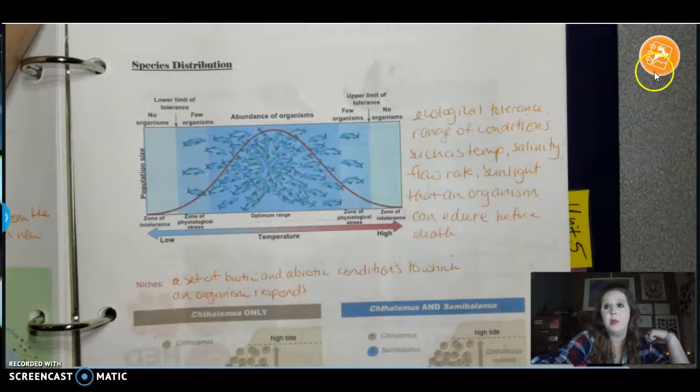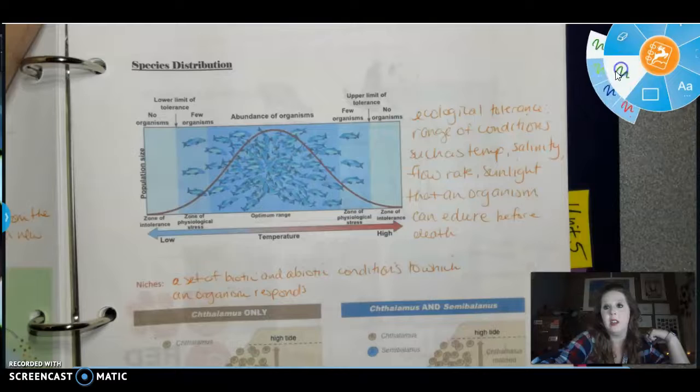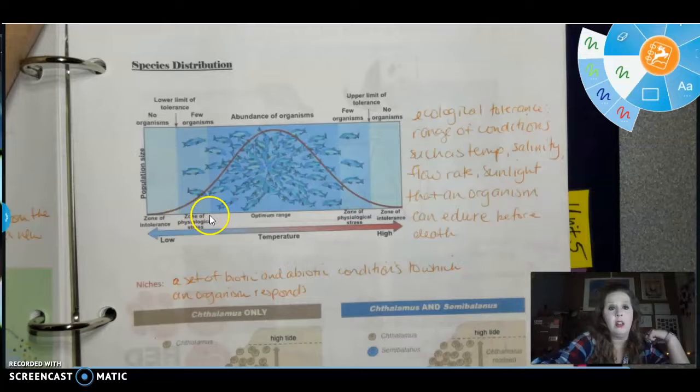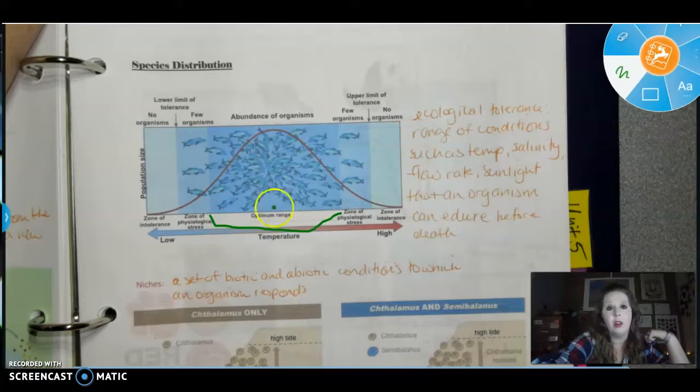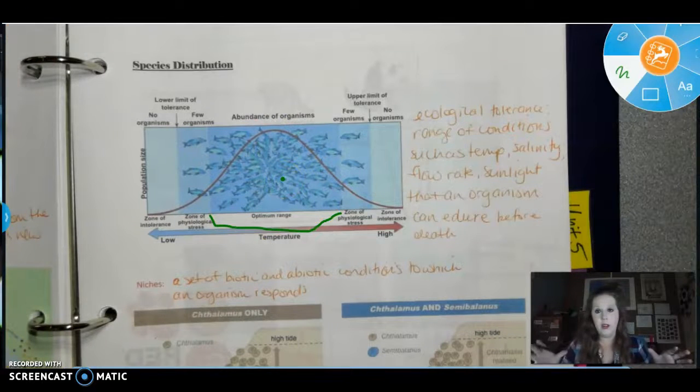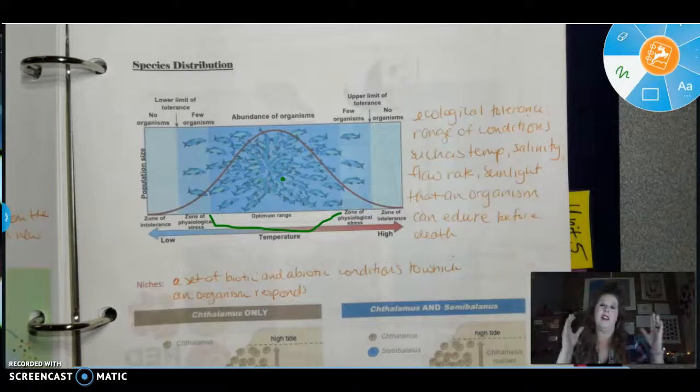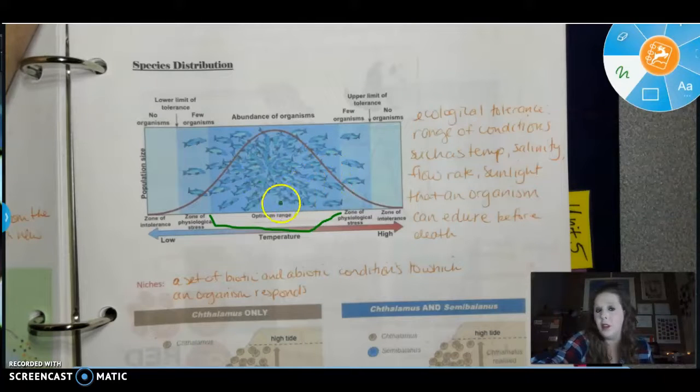So this image right here is showing us fish. Fish are easy to study. If you look right here, this is what we consider to be the optimal range. We have a majority of our organisms surviving in this range right here. Now, there are always organisms that can survive outside of those ideal conditions. There's a few of them.